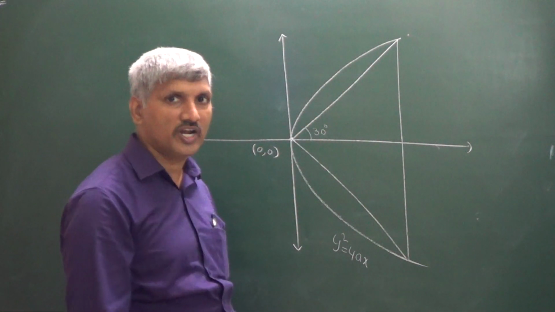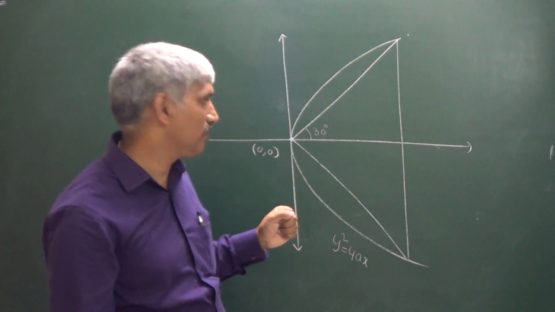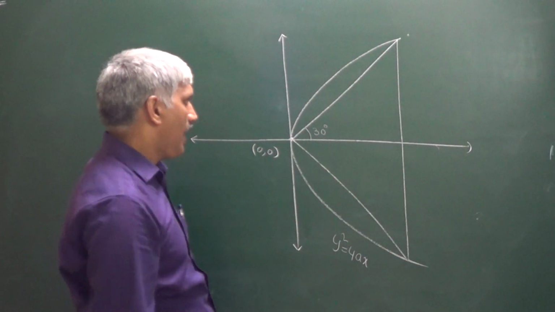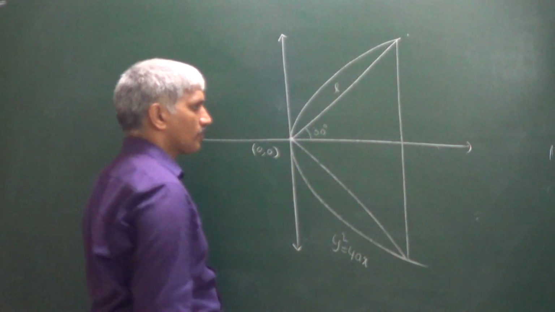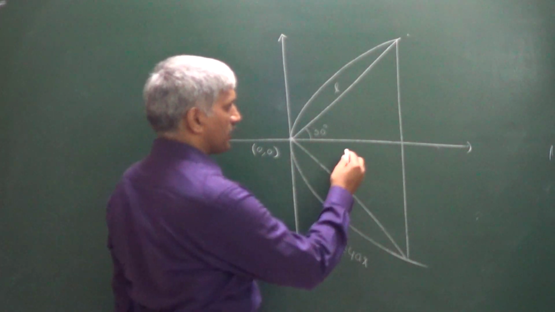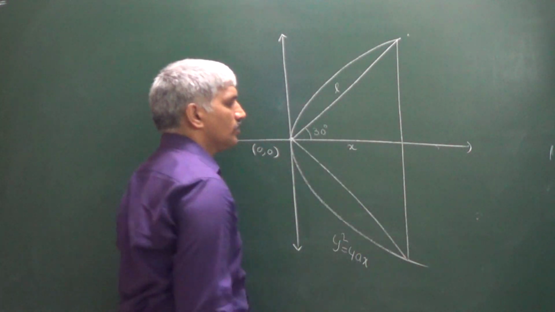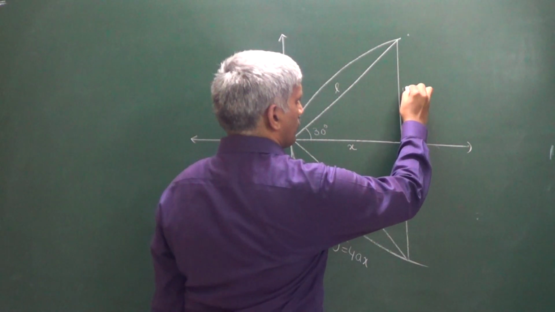Because it is an equilateral triangle, this angle is equal to 60 because of the symmetry of the parabola. So that's 30 degrees. I am assuming this length is equal to say L. And this particular point I am taking as some x. Now from this diagram, this is equal to say y.